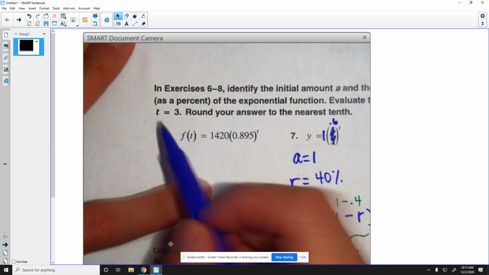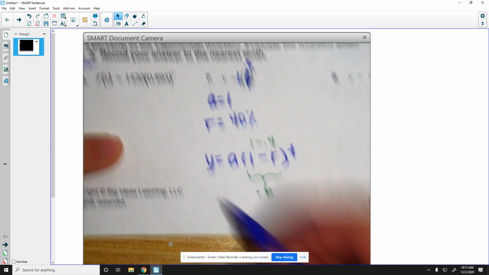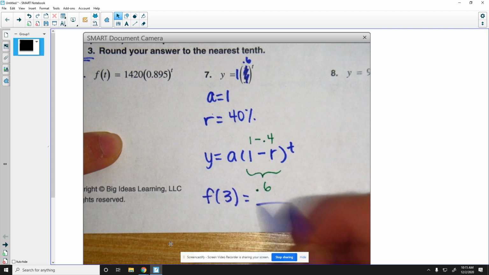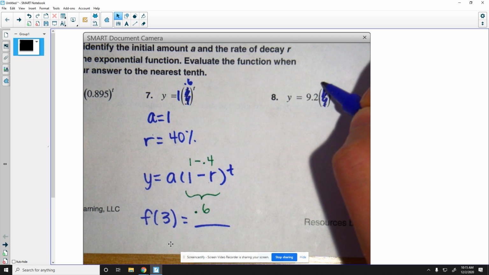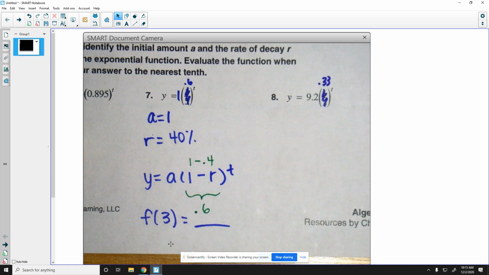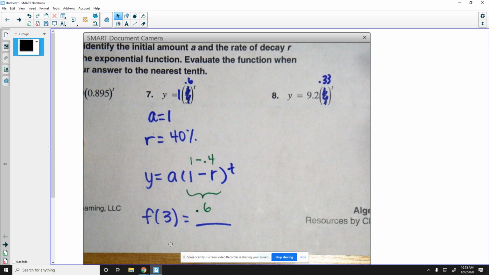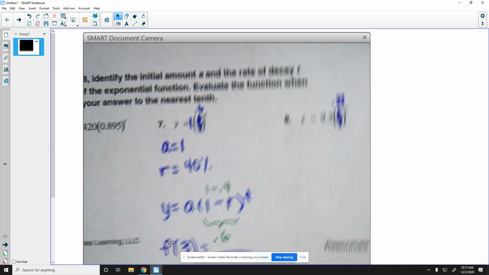And then this time they're asking for t equals 3. So you'll be finding f of 3. So like for this one, instead of writing 1/3, what decimal can you change it to? Just write 0.33. And I know it's repeated, but just write 0.33. Okay, so give it a shot.